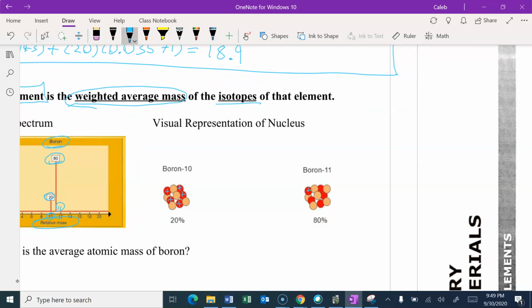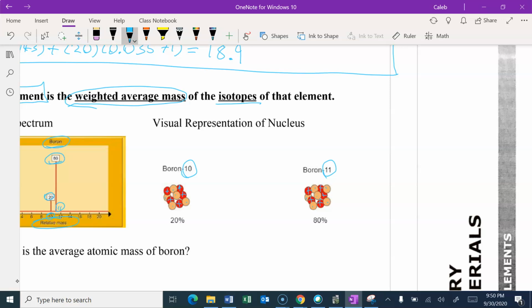And this over here is also boron because it has the same number of protons. So what's different between them? Well, this one has 1, 2, 3, 4, 5 neutrons, which gives it a mass of 10. This one has 1, 2, 3, 4, 5, 6 neutrons. So your protons plus neutrons would give you a mass of 11.